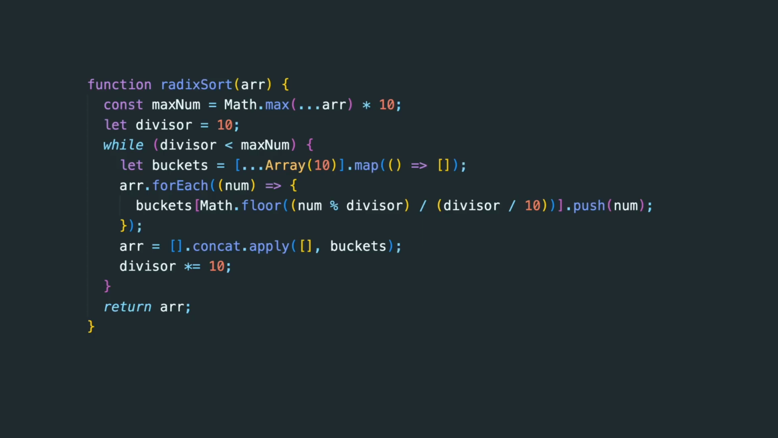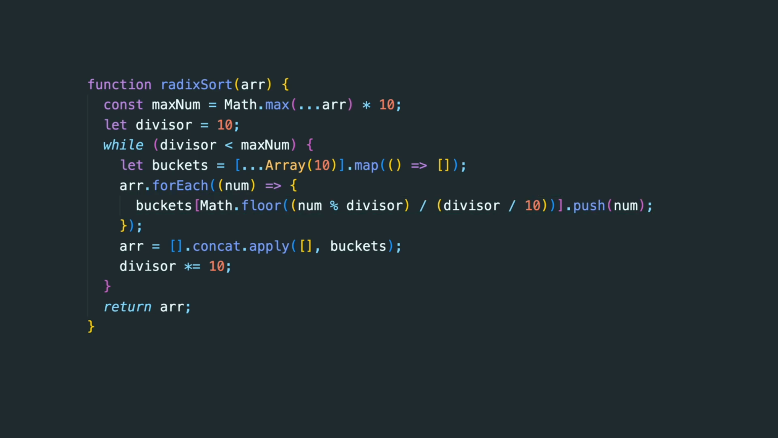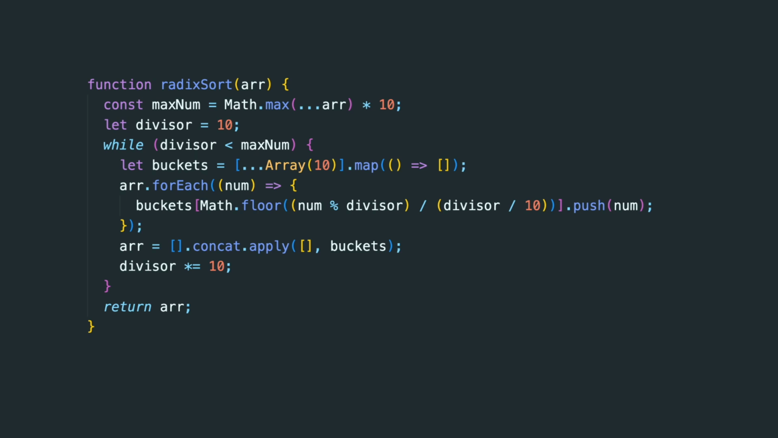Next one is radix sort, which takes a unique approach, sorting numbers by their individual digits. It operates in linear time with time complexity of O(n times k) and a space complexity of O(n plus k), where k is the number of digits and n is the size of the input. This type of sort works well with integers and strings, but it is not suitable for sorting floating point numbers or data types that don't have a clear digit-based representation.